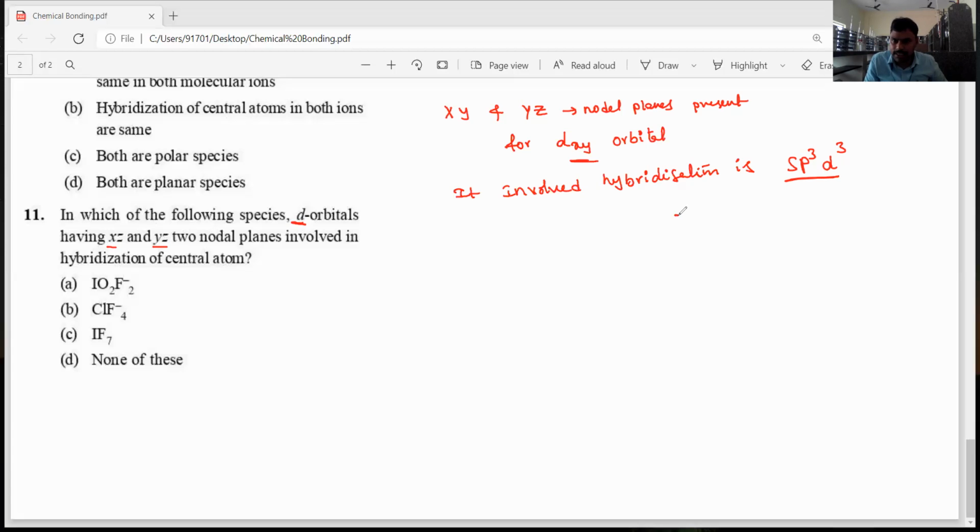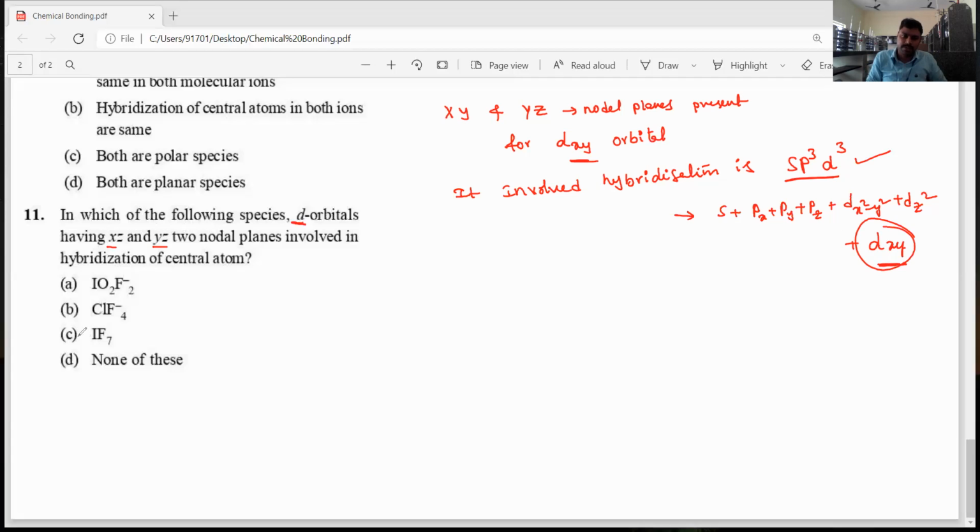If you observe, in sp3d3 hybrid orbitals, 7 atomic orbitals are present: 1 s plus 3 p atomic orbitals, that is px plus py plus pz, and 3 d atomic orbitals, that is dx square y square and dz square and any one of the t2g atomic orbitals. So here two nodal planes are required, dxy and dyz, meaning that the d orbital must be dxy only. So one t2g orbital is present in sp3d3 hybridization.